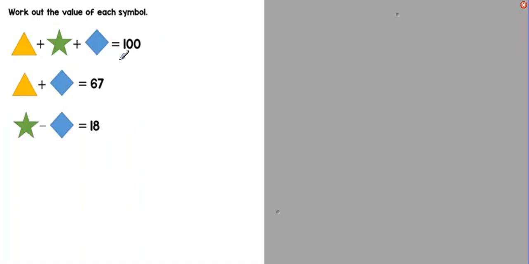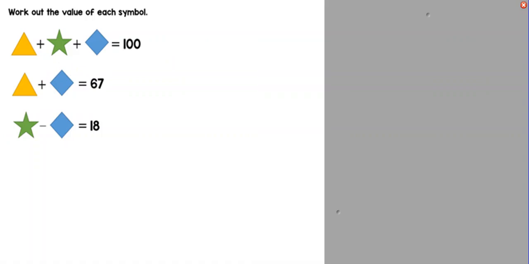So this one is even more tricky because you've not got any values given. You've got to work out the values of each of these symbols. So you've got a triangle, add a star, add a square equals 100. A triangle, add a square equals 67. And a star minus a square equals 18. I personally would start by working out the value of the star.